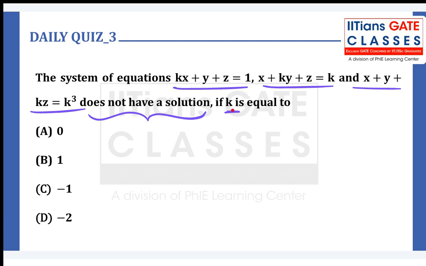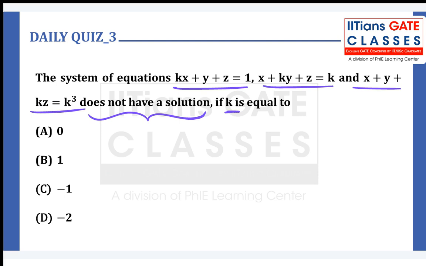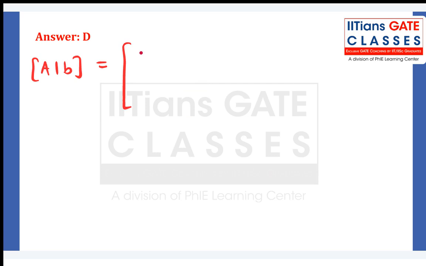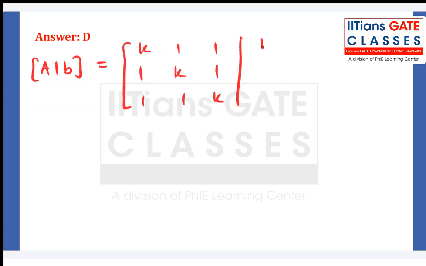Let's write the augmented matrix for this system of equations. This is typically the notation. A represents the coefficient matrix, B represents the non-homogeneous elements. So here it will be k 1 1, 1 k k, 1 1 k, k 1 1, 1 k 1, 1 k, and then you'll have the 1 k and k cube. So this will be your last column.